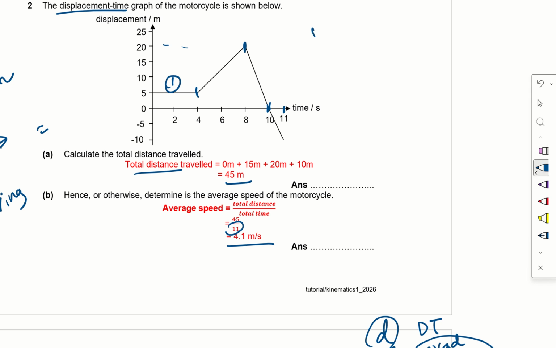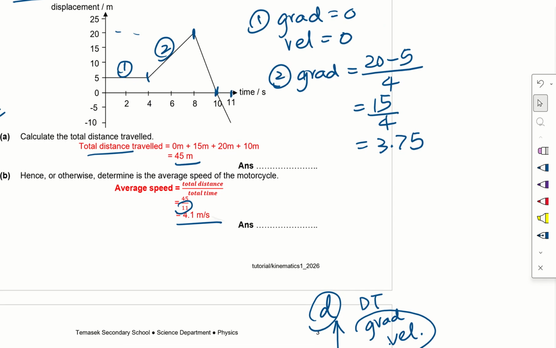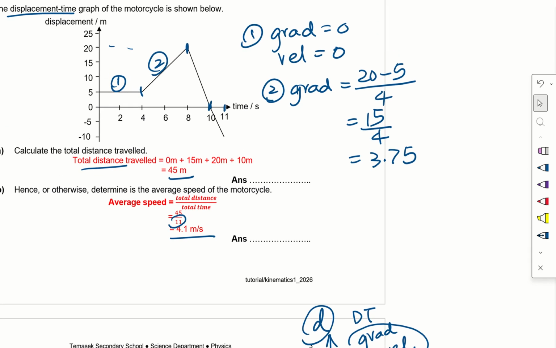Section 1, gradient is 0, which means to say velocity is 0. From 4 to 8 seconds, we can actually calculate the gradient. It will be 20 minus 5 over 4, so it will be 15 over 4, so it is, I think, 3.75. And we note that the gradient is actually positive. Remember, gradient: this is positive, this is 0, and this is negative.